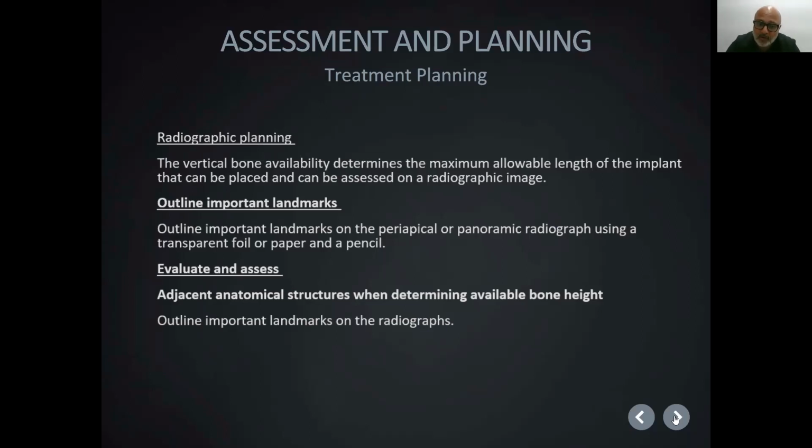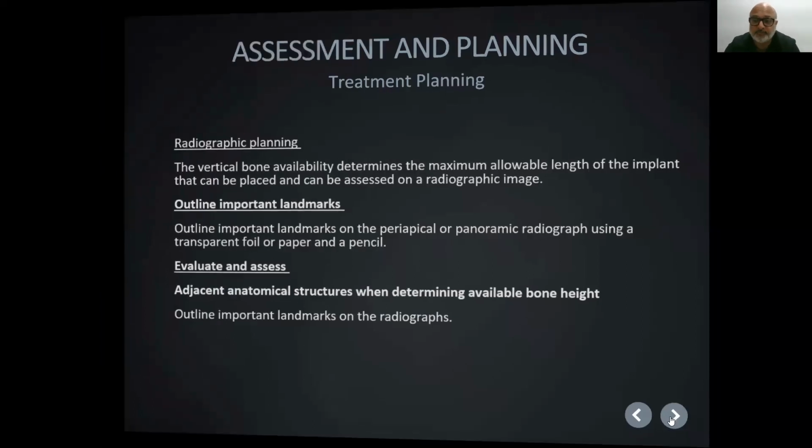Outline important landmarks on the periapical or panoramic radiograph using a transparent foil or paper and a pencil. You know, you can still go back to that. Quite often people bring in OPGs to me that are film. We still take a picture of those on a light box or just holding them up, and I will then print that and annotate on it, scribble on it with a pen. You need to check also for anatomical structures when determining available bone height. Outline important landmarks on the radiographs.